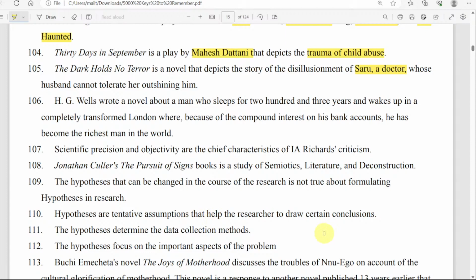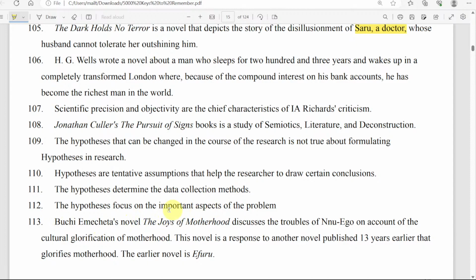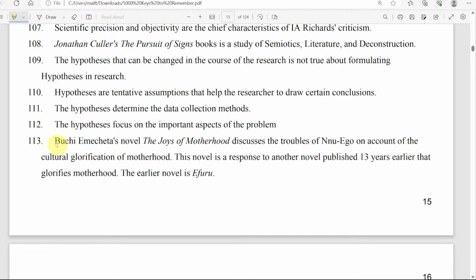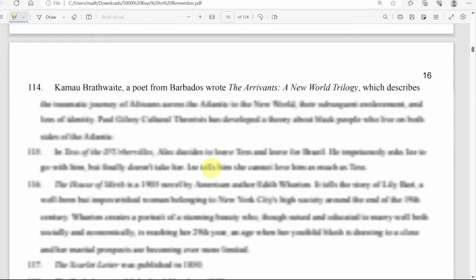And the hypothesis focuses on the important aspects of the problem. Then Buchi Emecheta's novel The Joy of Motherhood discusses the trouble of the new ego, what? An account of the cultural glorification of motherhood. This novel is a response to another novel published 13 years earlier that glorifies motherhood. The earlier novel was Efuru.